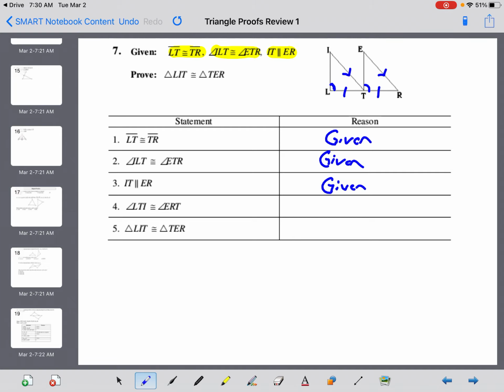Okay. Now, number 4 says angle LTI is congruent to angle ERT. Okay, and since those are parallel lines that are cutting through, those are going to be corresponding angles. Think back to our last chapter. Okay. So if we look, we have an angle, a side, and an angle. An angle, a side, and an angle. So our two triangles must be congruent by ASA.